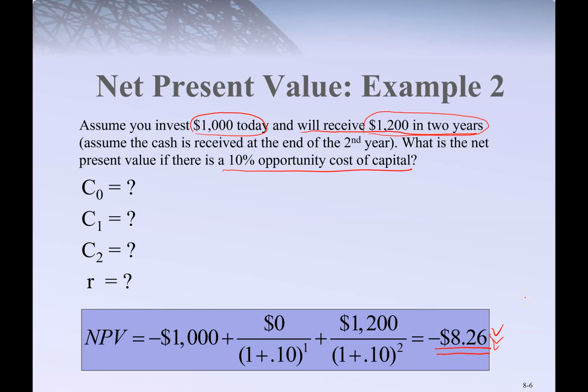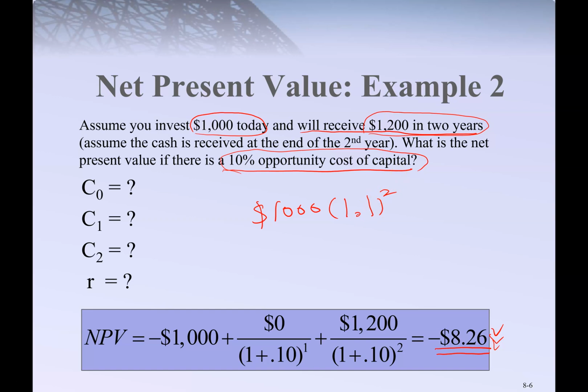The reason is because the opportunity cost of the capital is 10%, right? So instead of investing in this project, if you invest in an alternative project, how much money will you have in 2 years? So you invest $1,000, right, and earn an annual return of 10% for 2 years. So in 2 years, you will have this much money.